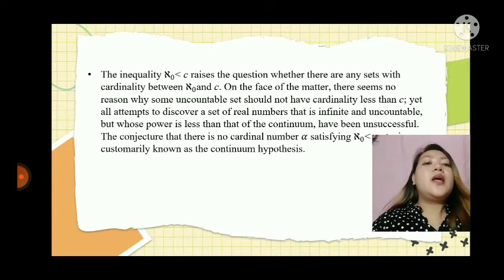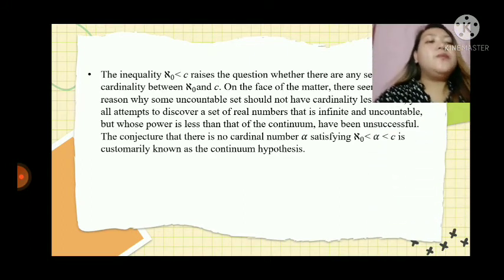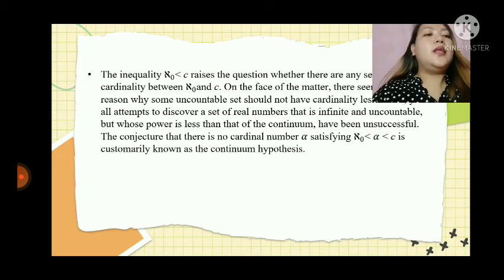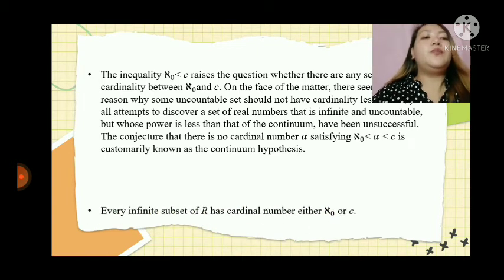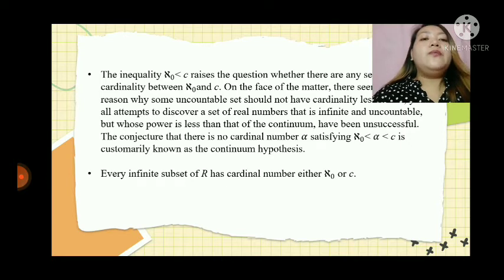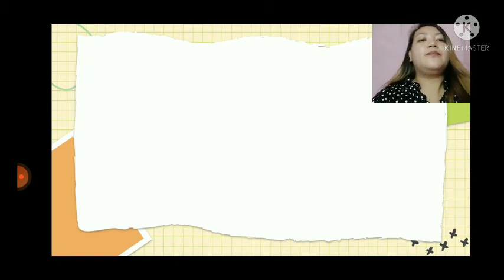The conjecture that there is no cardinal number alpha satisfying Aleph 0 less than alpha less than C is customarily known as the continuum hypothesis. Every infinite subset of R has cardinal number either Aleph 0 or C.